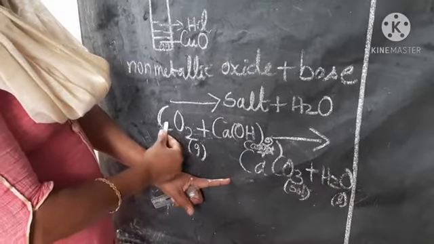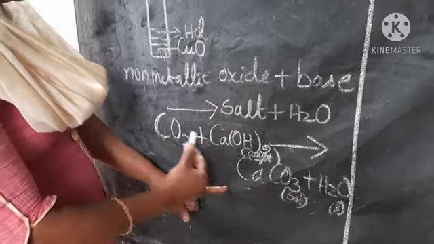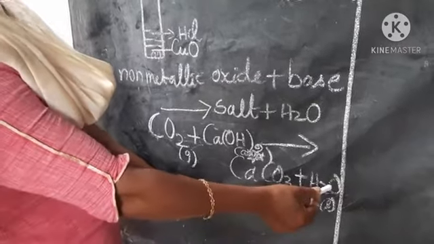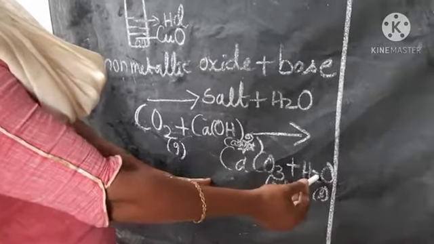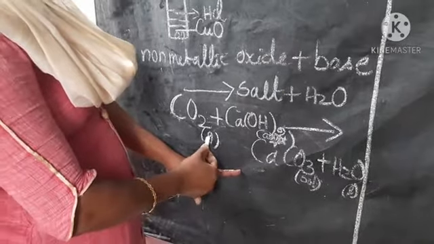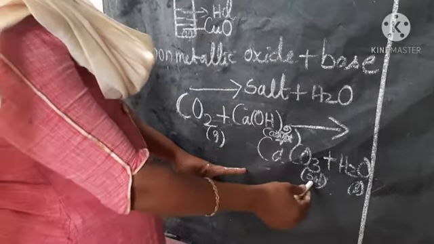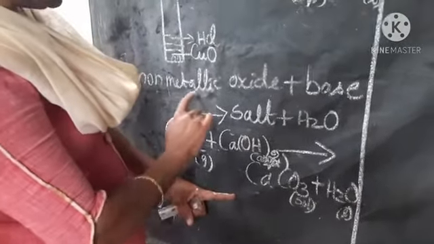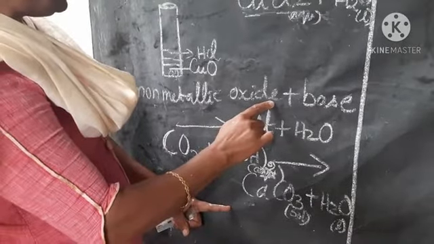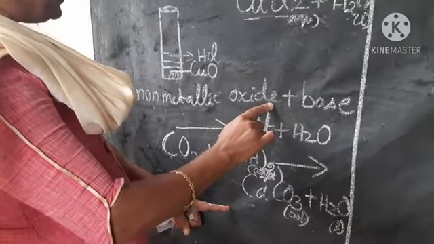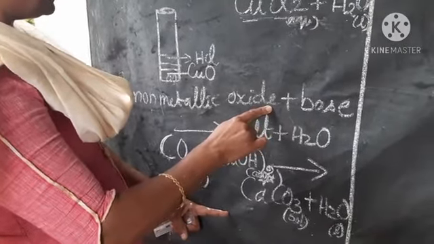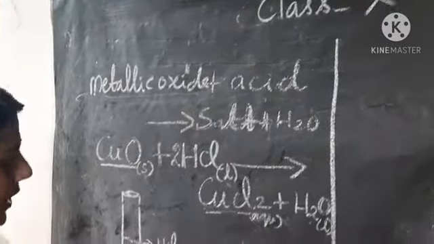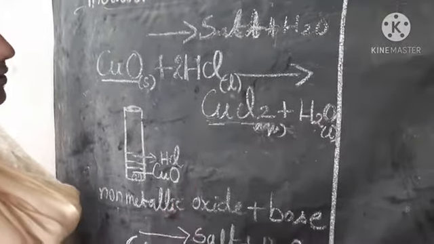Already the equation is balanced. Please check it. Carbon 1; oxygen 2 plus 2 is 4, and here 3 plus 1 is 4; hydrogen 2. The states I have written are gas and aqueous on the reactant side, and it forms solid and liquid. When a non-metallic oxide is dissolved in water, what will be its nature? Its nature will be acidic. So metallic oxide is basic in nature, non-metallic oxide is acidic in nature.